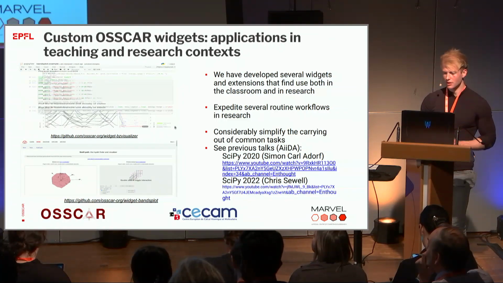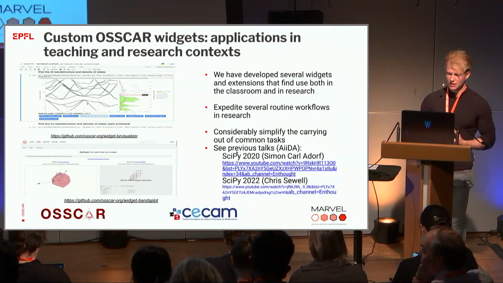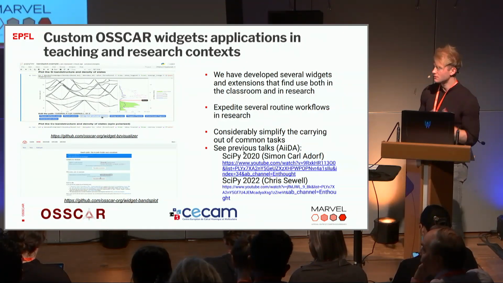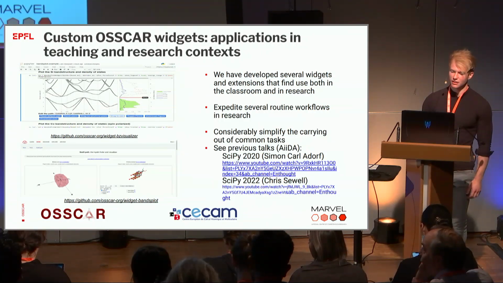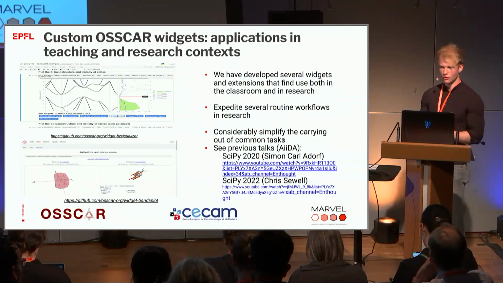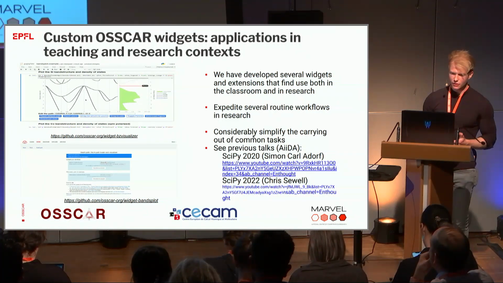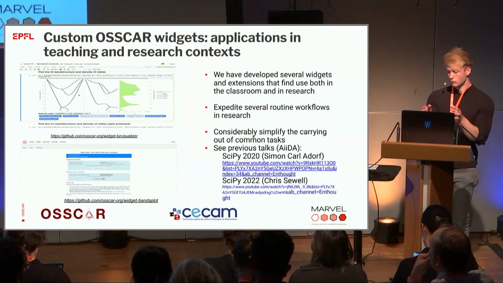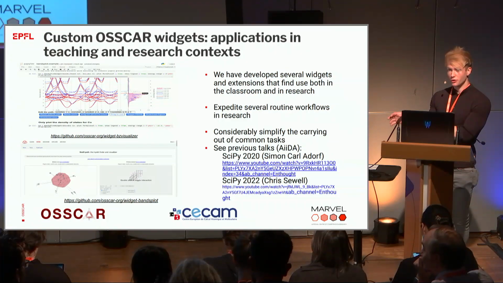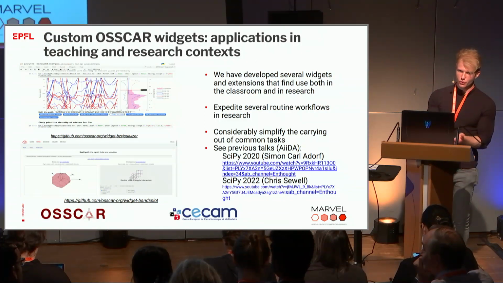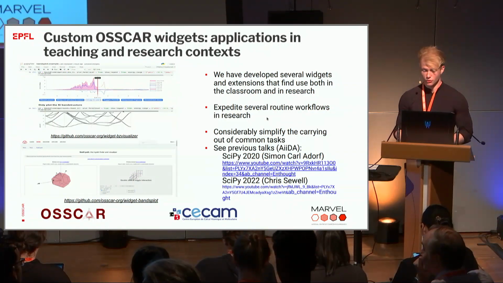And both of these widgets have been incorporated into research tools that you can see demonstrated in previous talks at SciPy. They've been incorporated into AiiDA, which is a Python interface for automating workflows in material science. And so we can see here how OSSCAR has taken these widgets from an initially research-oriented context and transferred them through the project into a teaching context where they can be used in educational notebooks.